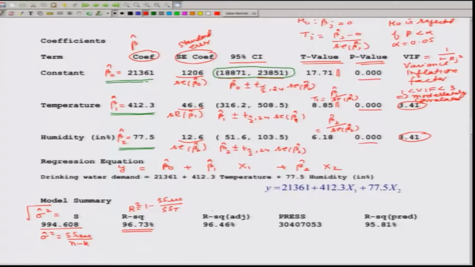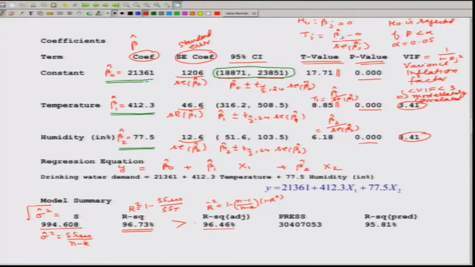Next quantity is R square adjusted. You may recall that we had defined this quantity as R bar square, and this was defined as 1 minus (n minus 1) over (n minus k) times (1 minus R square). Right. So this is again 96.46, which is again indicating that our model is nearly 96% good. And you will always see that R square is greater than the value of R square adjusted, but usually in practice this difference is very small.